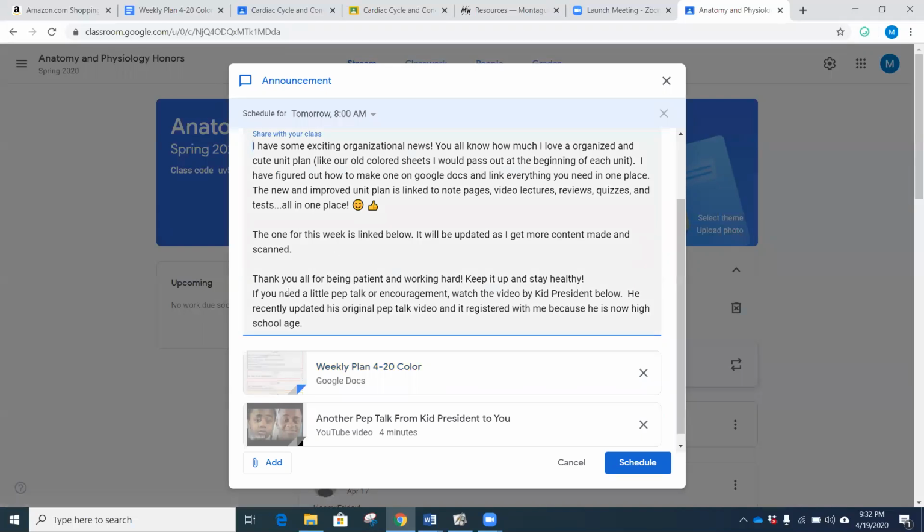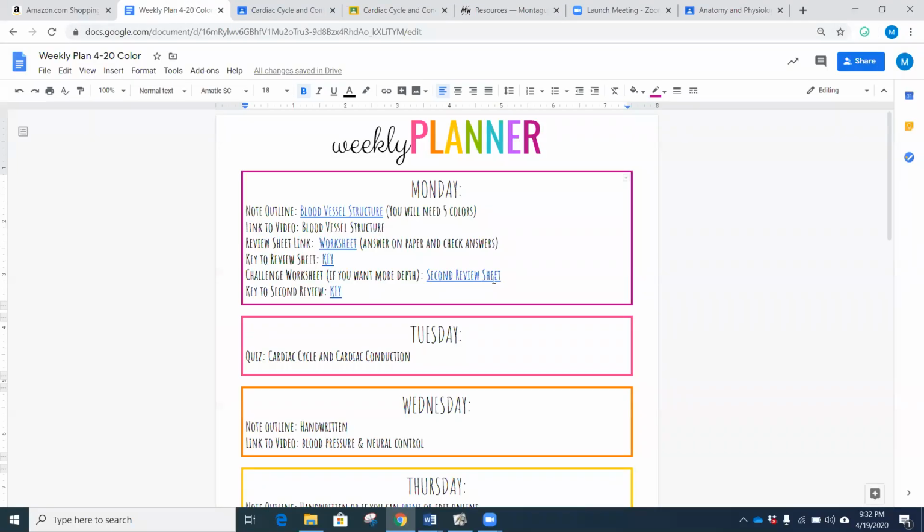And so if you go to the unit plan, it'll look like this, and it'll have some links to note outline pages. There will eventually be a link to the video that I am currently recording, and then there will be a link to review worksheets, the key to the worksheet, and then if you want to push yourself, I have kind of a harder worksheet or a challenging worksheet, I will put that on there as well.